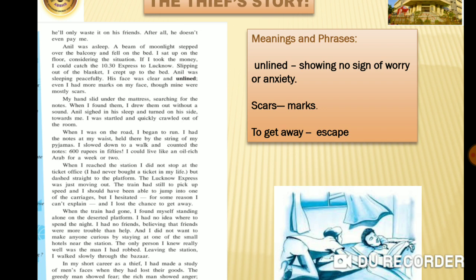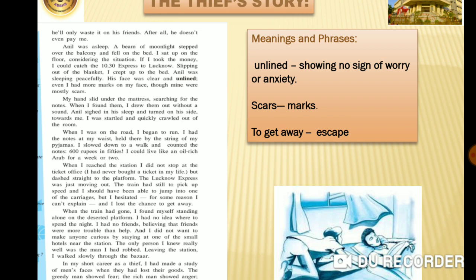600 rupees. How much money was it? 600 rupees, and all in 50s notes. Now he's thinking again, I could live like an oil rich Arab for a week or two. So he said, with these 600 rupees, I can live like a rich person.